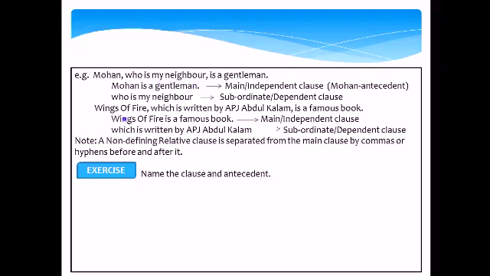And Wings of Fire, which is written by APJ Abdul Kalam, is a famous book. Here, which is written by APJ Abdul Kalam, doesn't define the book Wings of Fire, because without this clause we can understand what the book is. So these non-defining relative clauses are separated from the main clause by using commas or hyphens before and after it. Now, exercise. Name the clause and antecedent.